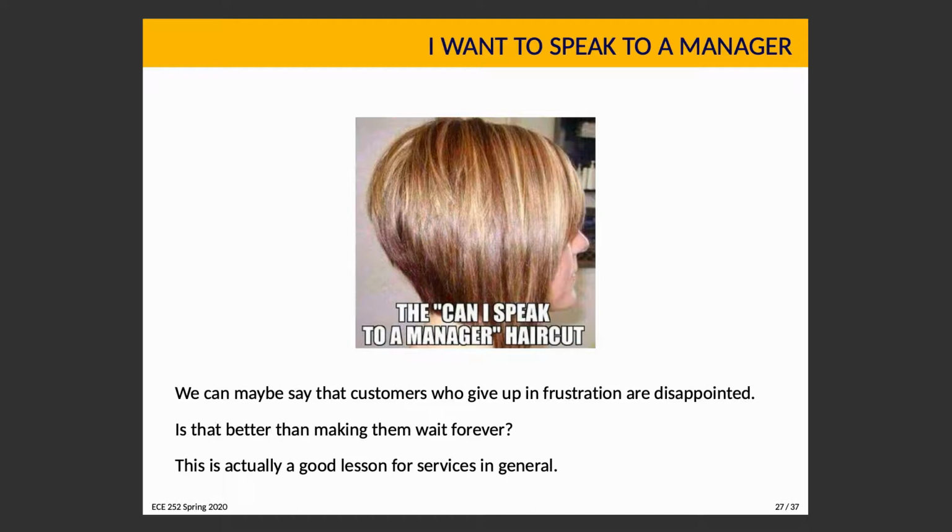So, for that reason, thinking about capacity planning is actually a good idea, or at least recognizing that there is a limit and having a strategy for what to do when you are near to or at that limit.